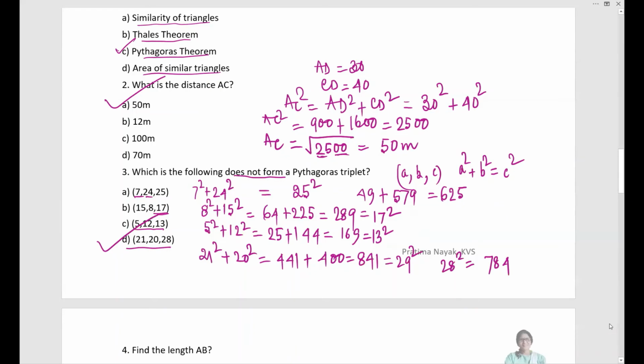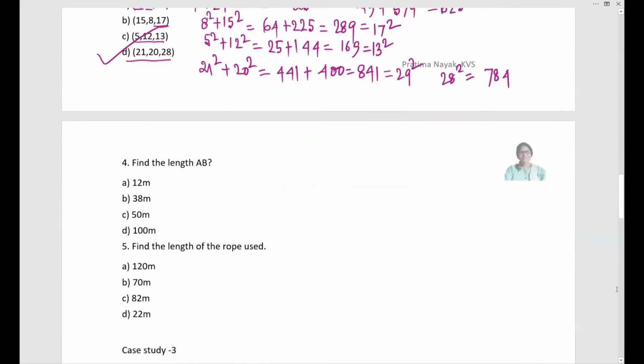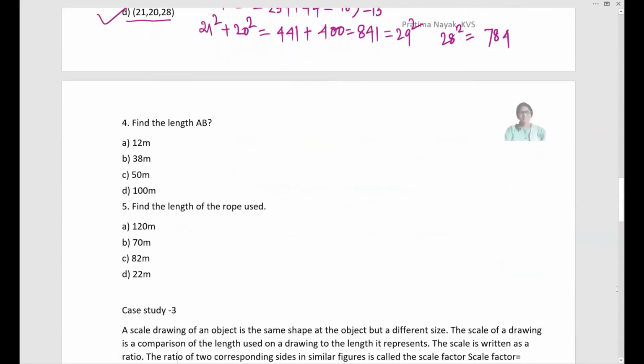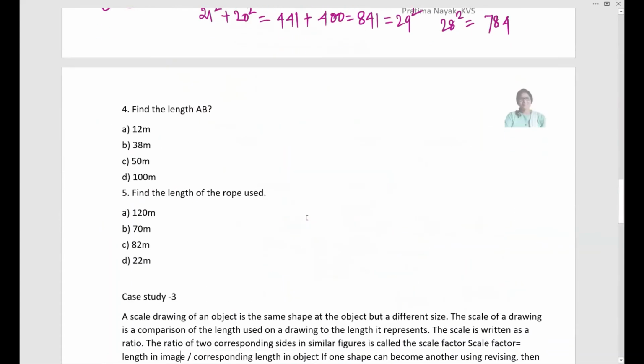Next, the fourth part. The fourth part is, find the length of AB. So this is the question. Going back to the question: length of AB. How much was AC? We have got AC as 50, and BC is equal to 12, so AB will be 50 minus 12, which is 38.